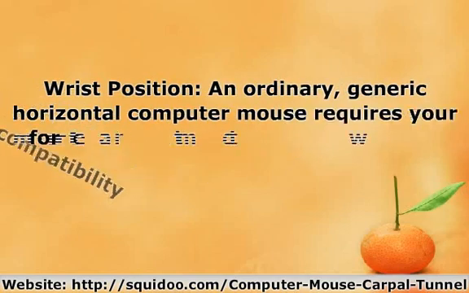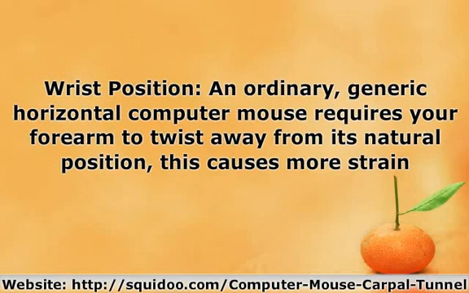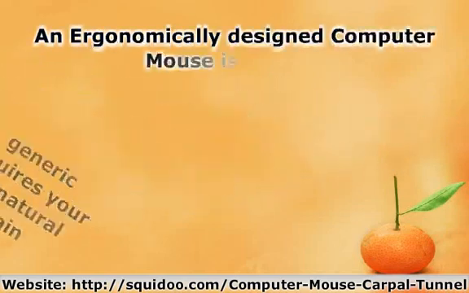Wrist position. An ordinary, generic horizontal computer mouse requires your forearm to twist away from its natural position. This causes more strain on your carpal tunnel, wrist tendons and ligaments. An ergonomically designed computer mouse is a must.